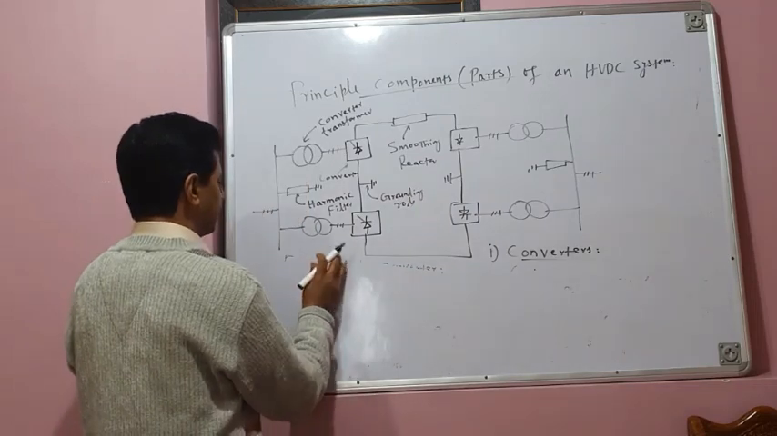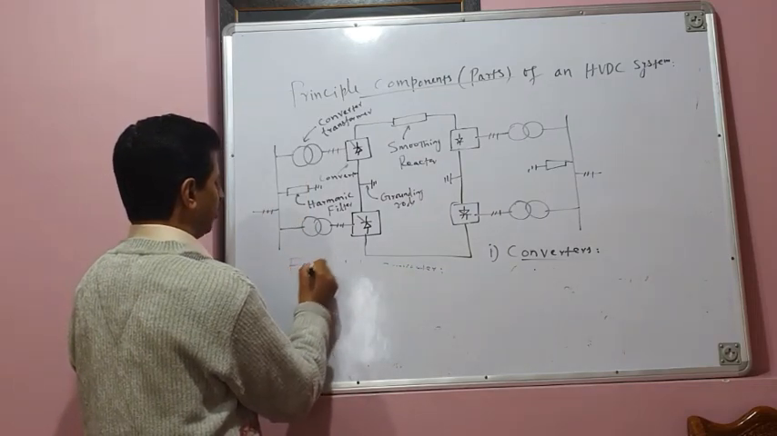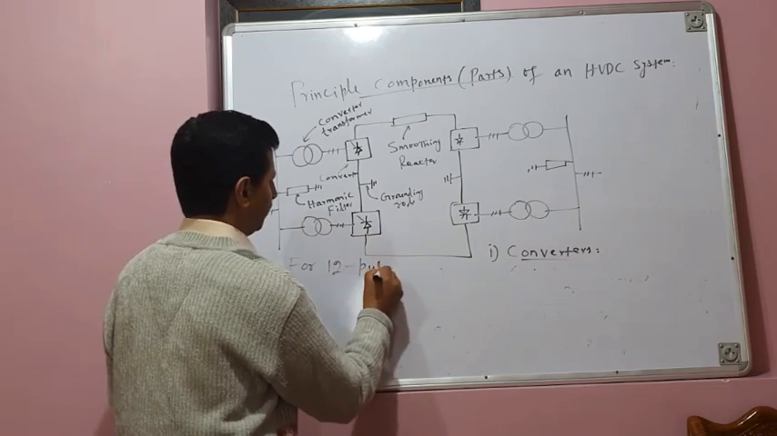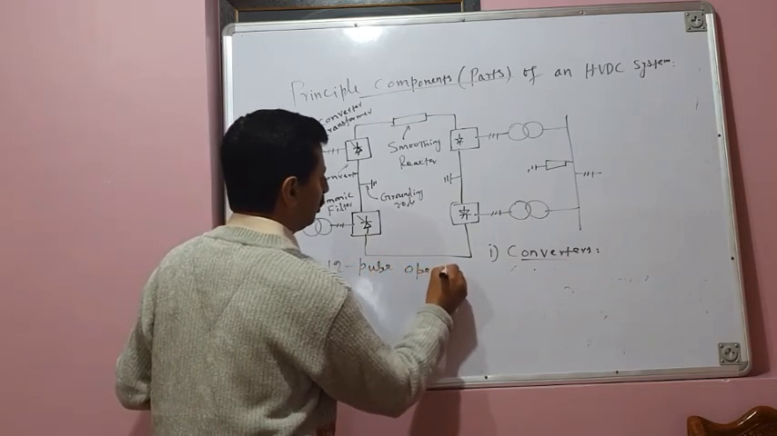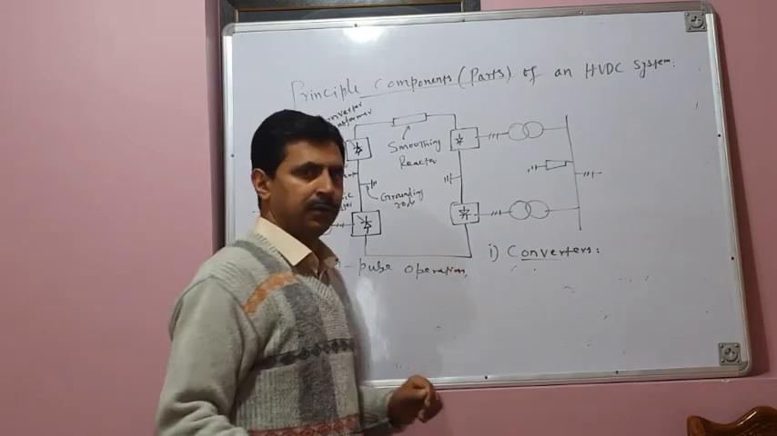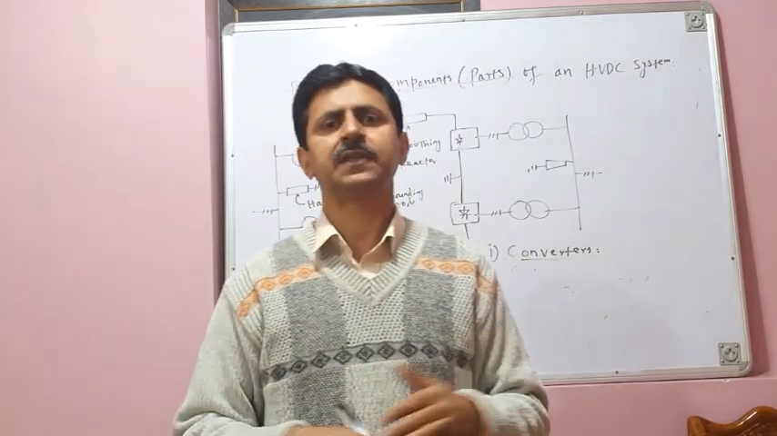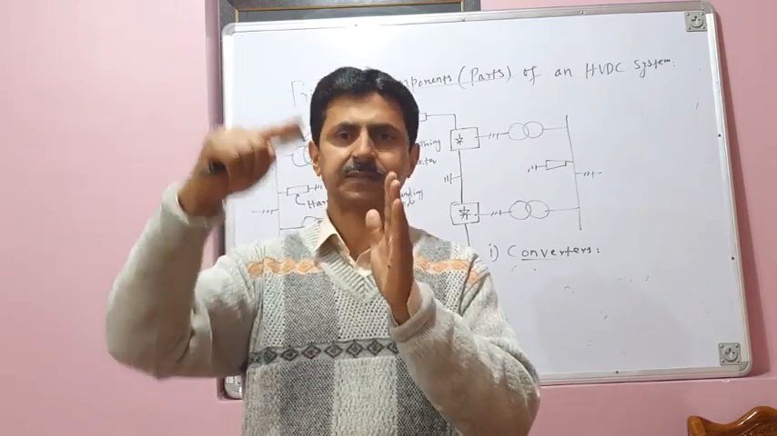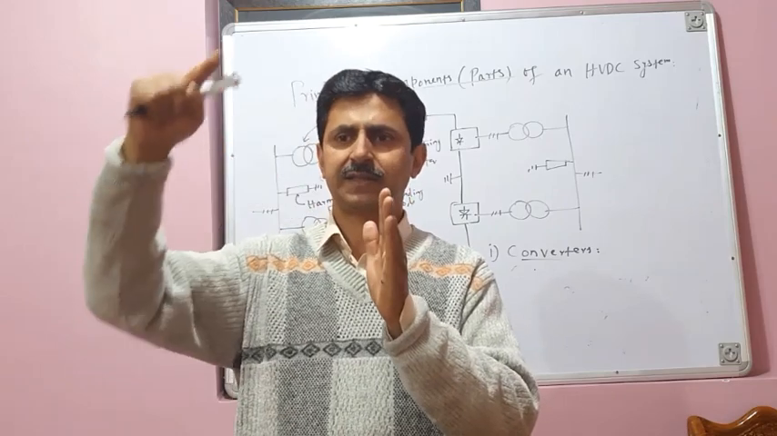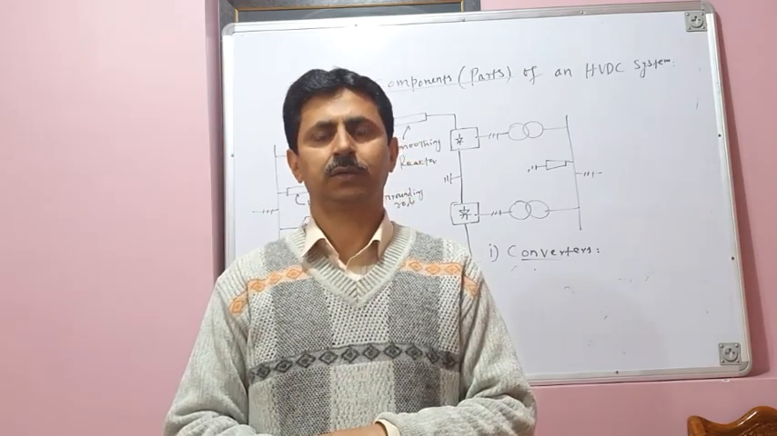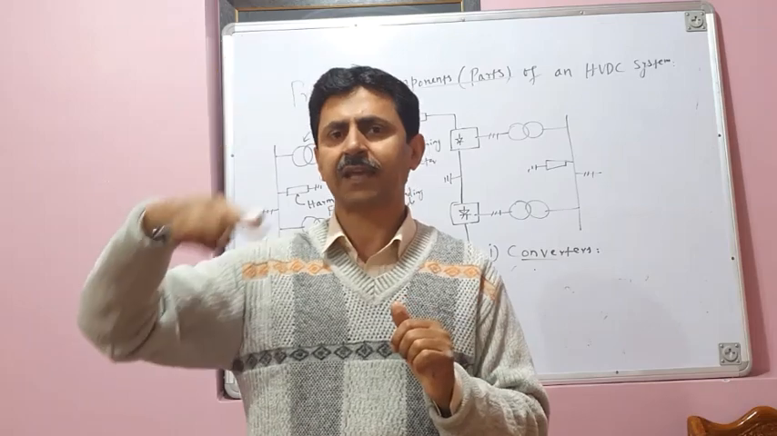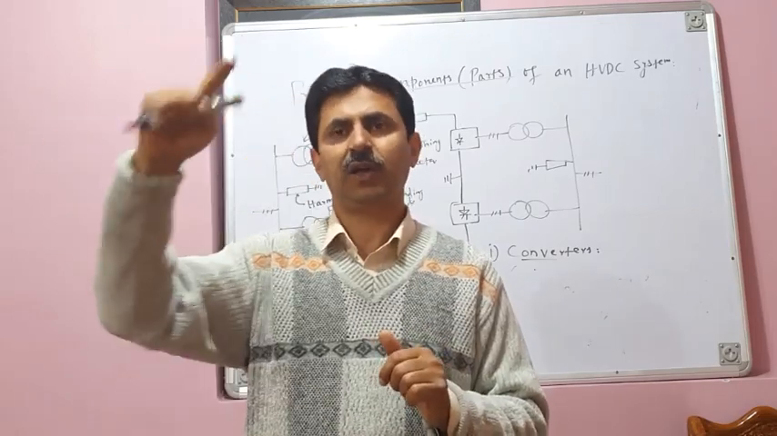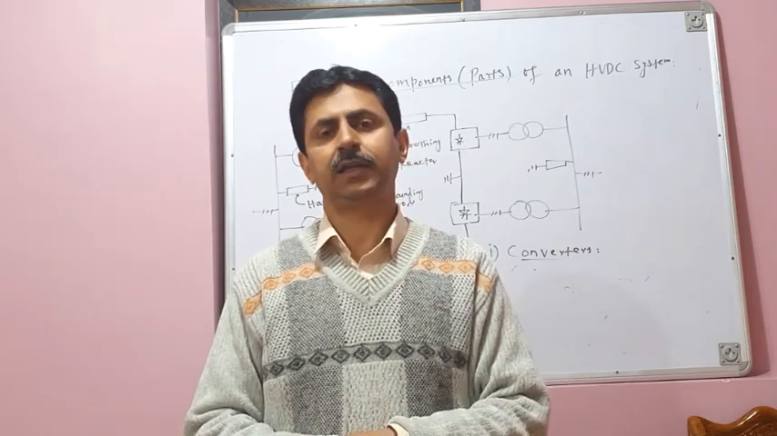If you have a 12 pulse converter, I will write here: for 12 pulse operation. I hope you know what this pulse number means. 6 pulse means that for one cycle of AC, the output voltage has 6 pulsations in it, 6 pulses in the DC output voltage. And in a 12 pulse converter, for one cycle of input AC, there are 12 pulsations in the DC, or 12 pulses available in the DC output voltage.